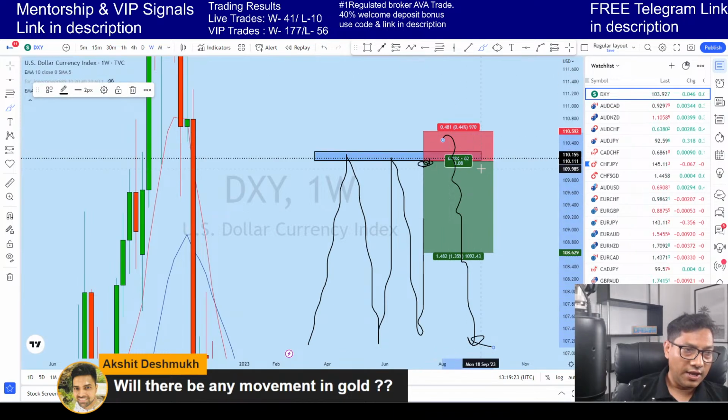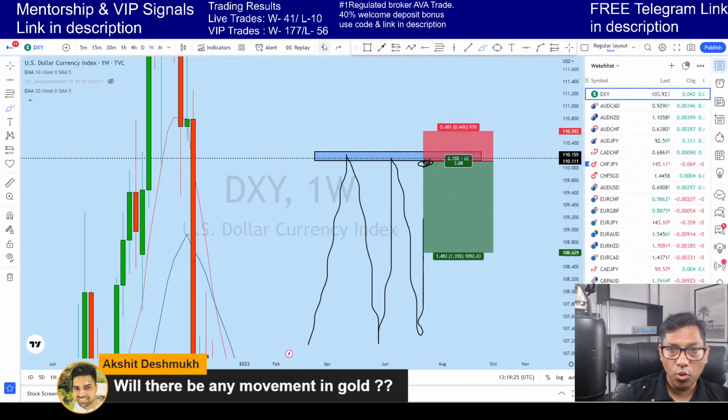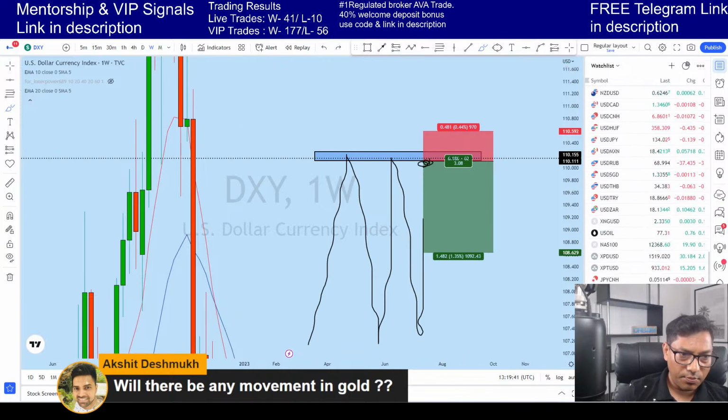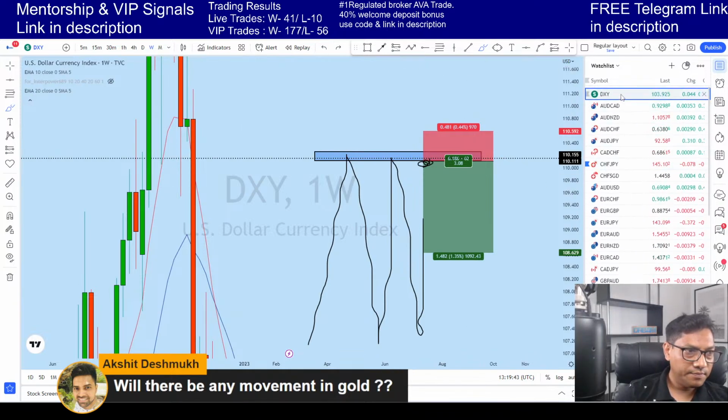Okay, and this is where the big moves happen. All the big moves happen after a liquidity grab. Why? Because when there is a liquidity grab, the market has momentum in it. Okay, so with that said, let's jump back to DXY.